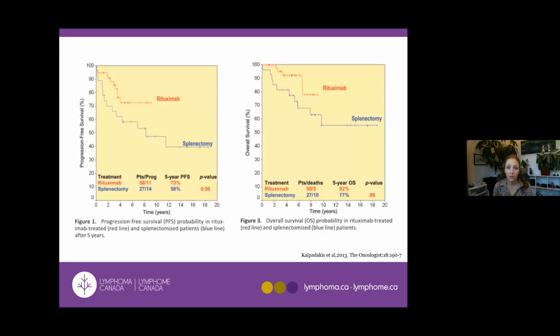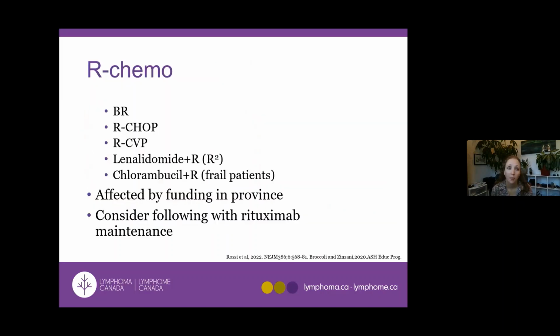And again, this is just those Kaplan-Meier curves, or the charts that we look at, looking at progression-free survival. So that's being alive without the lymphoma progressing or having a relapse. And you can see that for both that and overall survival, rituximab was superior to splenectomy. Overall, these individuals did very well. And again, very long time frames. So we're looking at 20 years at the bottom.